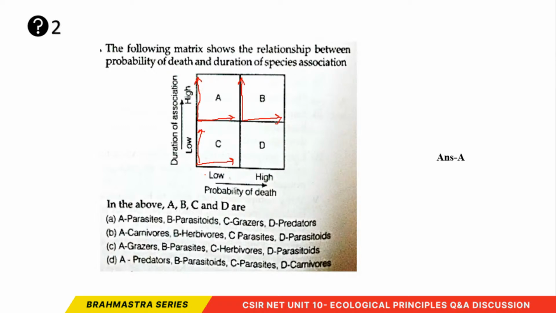Have you ever seen a cow grazing? They will go all over the place. They will just not sit at one place. I mean, eat from one place. They will go all over the place. Okay, so the duration of association is very low.